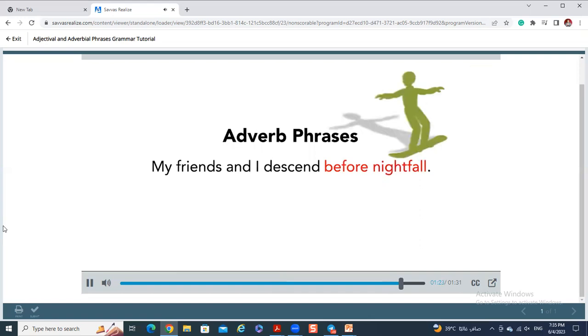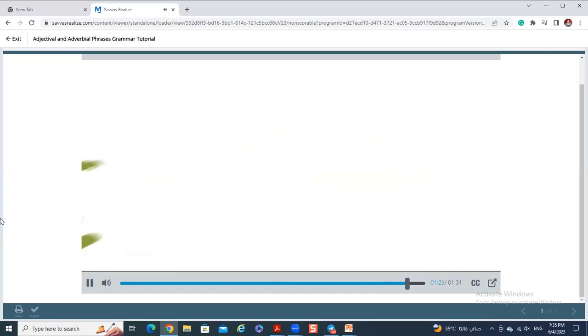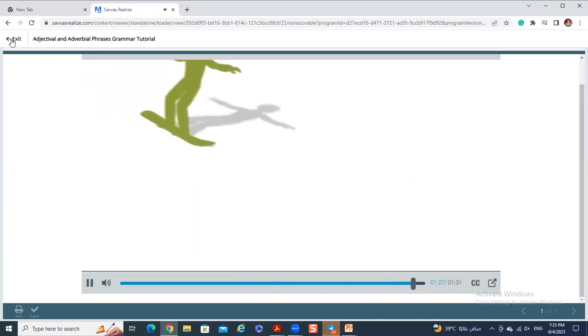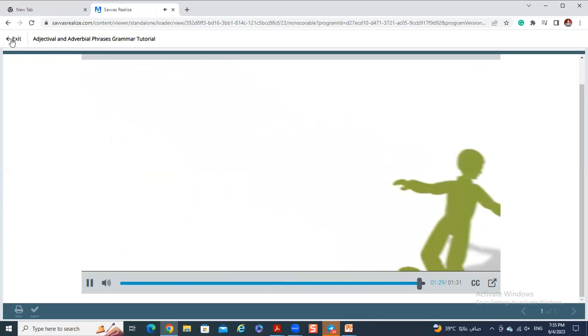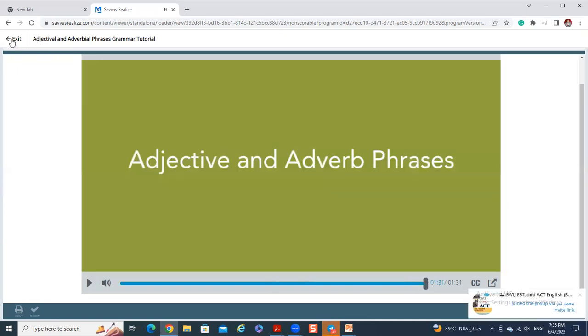Next time you want to make your writing clearer or describe how a sport is played, you'll probably want to use adjective and adverb phrases. So now we know that modifiers can be adjectives or adverbs. Let's go to something that talks about dangling and misplaced modifiers.